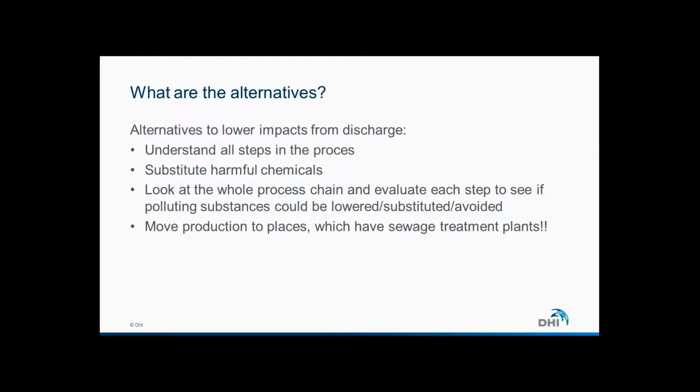What are the alternatives if you cannot find all these ones? Well, the alternatives to lower the impact from the discharges is of course that you understand all the processes either in the domestic area or in your industry, and that you have a possibility to substitute harmful chemicals and only use those which are simple. And you look at the whole system to see whether there is anywhere that you could go in and remove some of the polluting substances, so you would have a better water quality. And move products to places where sewage treatment plants are already there. That might be the best solution.